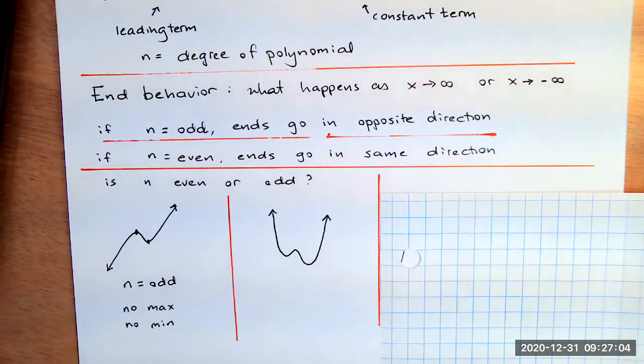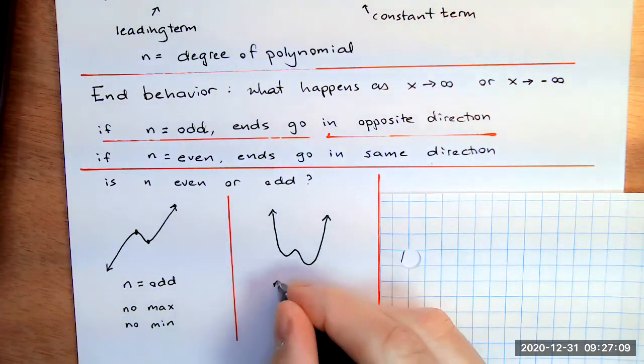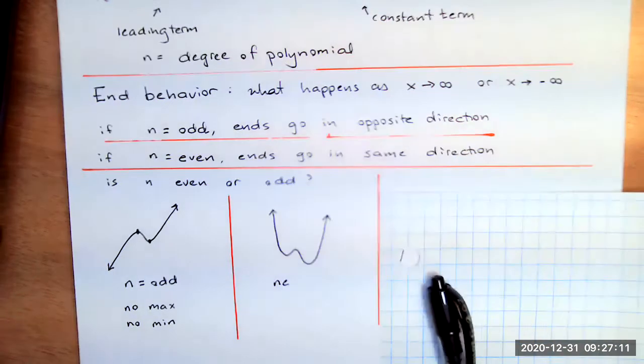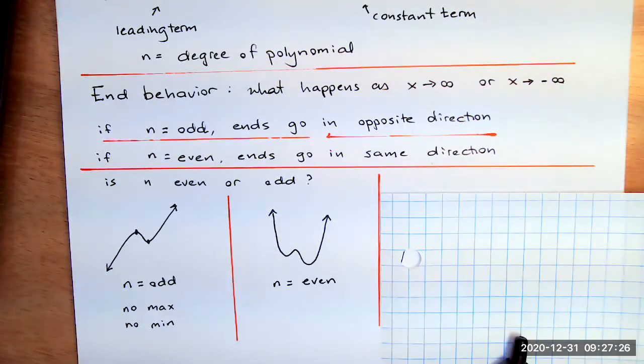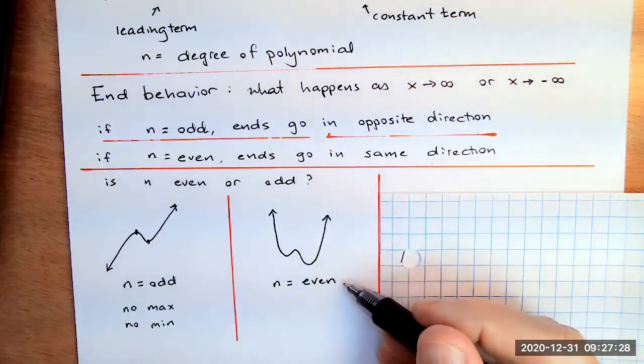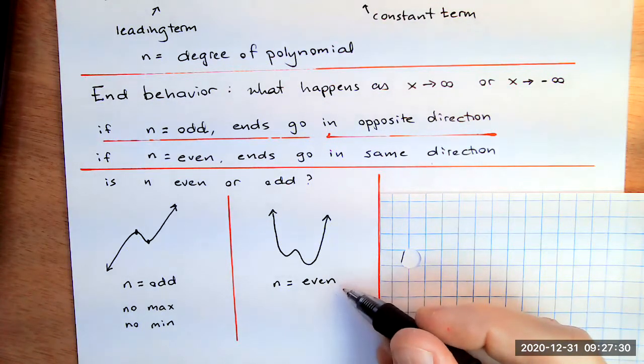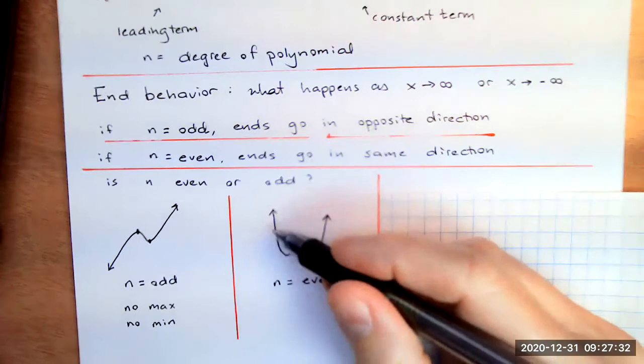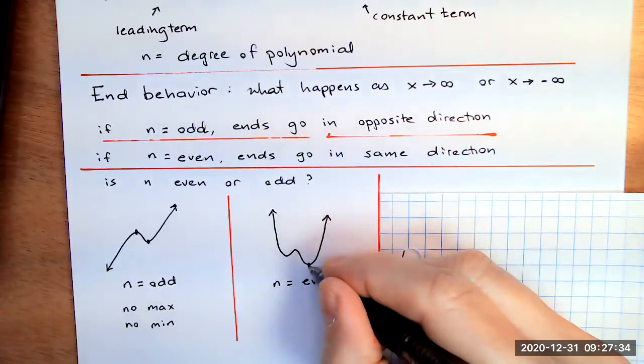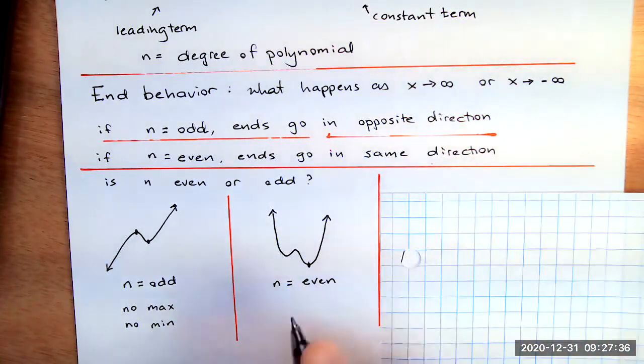All right, is this one even or odd? If you guessed even, you guessed correctly. And you'll notice that this function has a minimum, but no maximum.